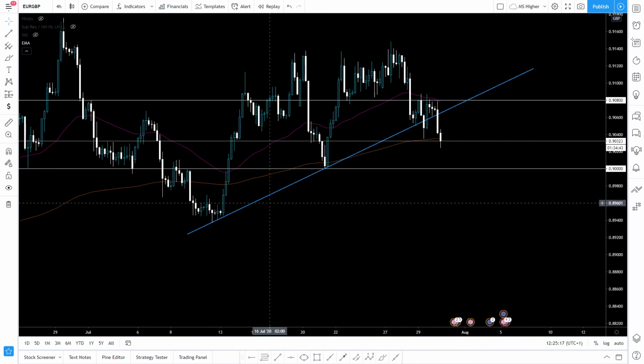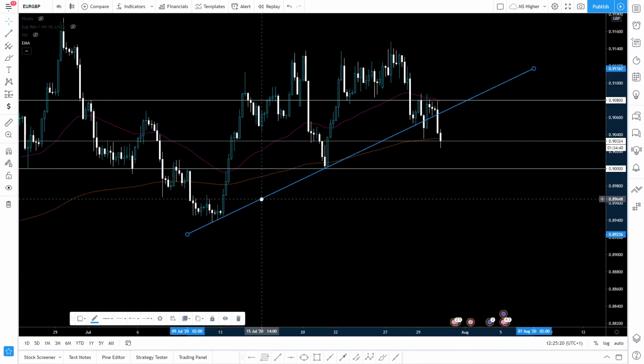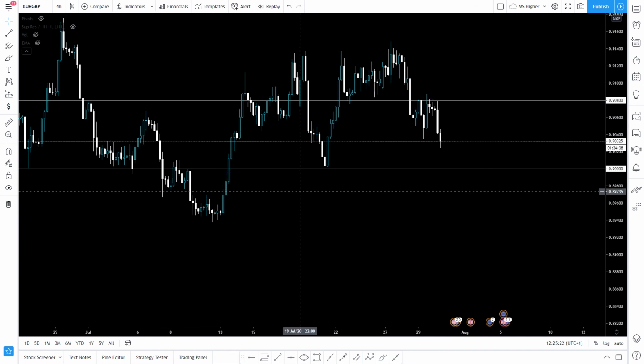So that's support and resistance. So that's how you're going to get support and resistance, and how you use support and resistance. Okay.